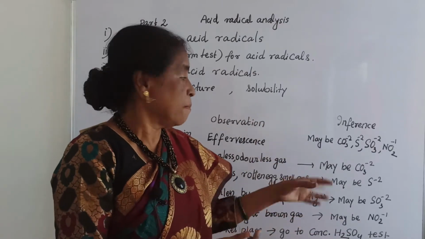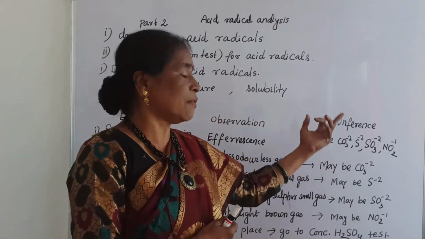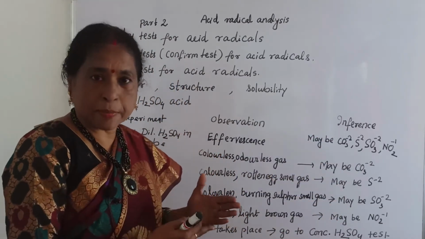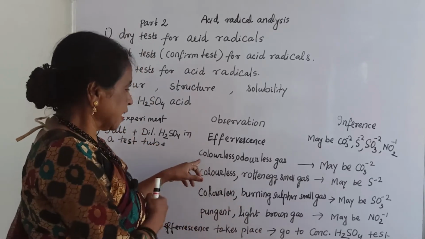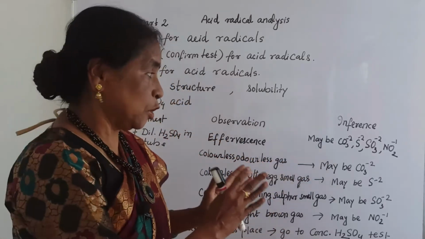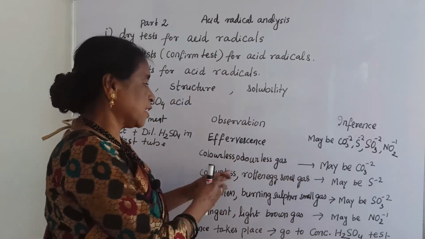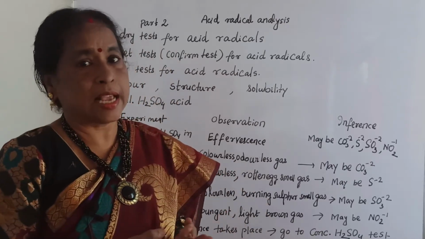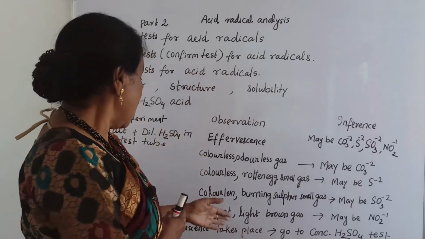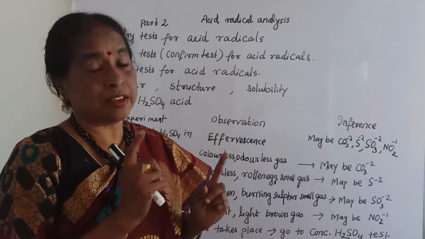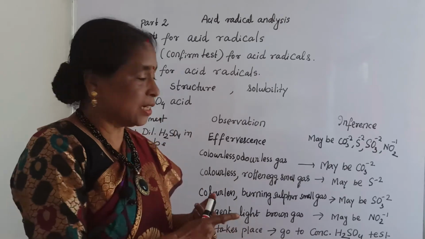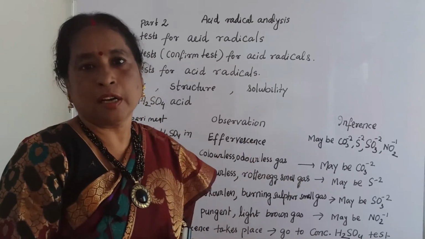Then what may it be? Maybe carbonate, sulfide, nitrite. Then how can you say whether it is carbonate or sulfide or any other? If a colorless, odorless gas is evolved, then it may be carbonate, CO3 minus 2. If it is colorless with a rotten egg smell, you can say maybe S minus 2. Burning sulfur smell, then maybe SO3 minus 2. And pungent smell, brown gas: the only colored gas in this first group, the dilute sulfuric acid group, is from nitrite, which gives a brown color gas.